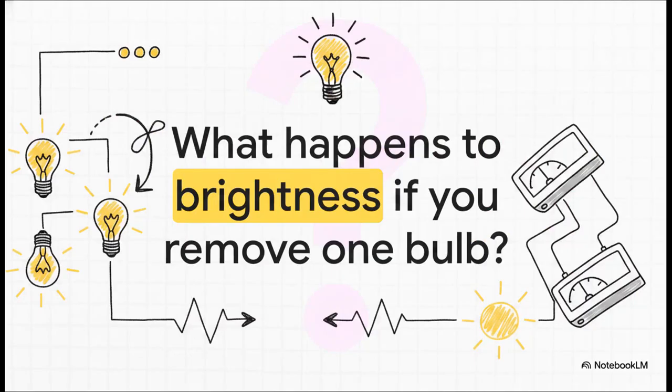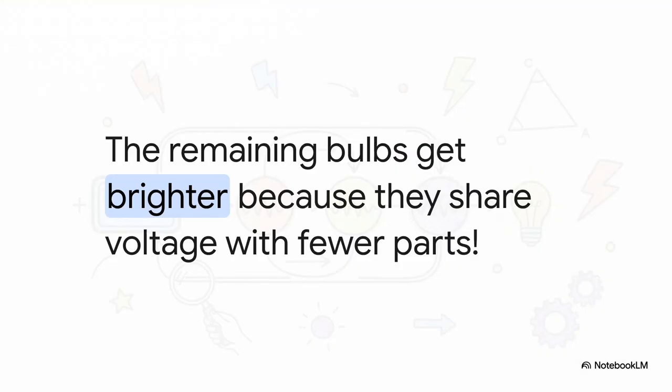All right, so with all that math out of the way, I've got a practical question for you. Imagine you have this 8-bulb setup running right in front of you. What happens to the brightness of the remaining bulbs if you bypass and completely remove one bulb from this series circuit's voltage sharing equation? The remaining bulbs actually get visibly brighter. Since they suddenly have fewer components to share that total source voltage with, each remaining bulb gets a larger individual slice of the 220-volt pie.